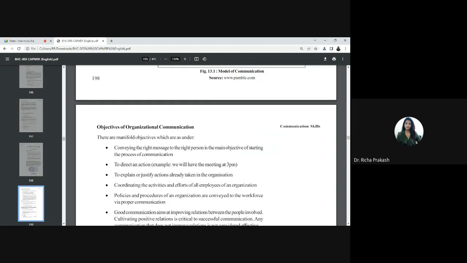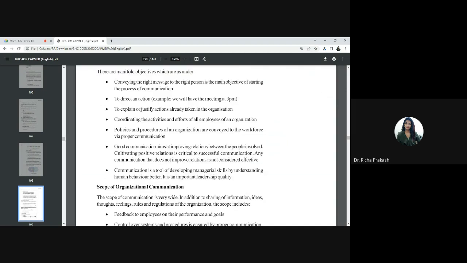Objectives of organizational communication, convey करना होता है direct action के लिए. Try to explain something or justify your actions when some friend is angry with you, your husband or wife is angry, my son is shouting at me, he is fighting with me, and I need to justify why did I say that, why did I do that, why did I actually shout at you. So all these things are a part of the communication process.